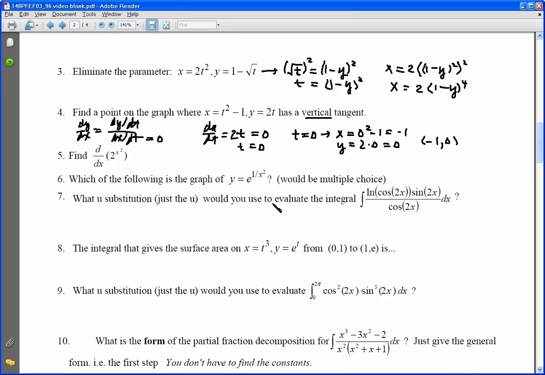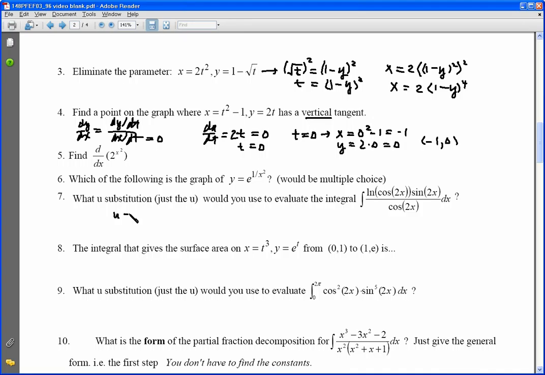What u-substitution would you use to evaluate this integral? Well, let's see, I've got log of cosine 2x times sine of 2x over cosine 2x. So I've got log of a function, and I'd like to reduce this down. So I'm thinking, if I let my u equal cosine of 2x, then this would be u here, and this would be a u down here, and your du would involve a sine 2x, which is on the outside. So that looks like that would work.